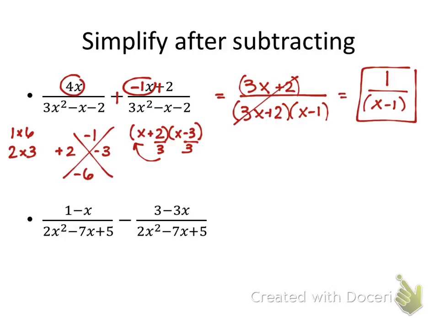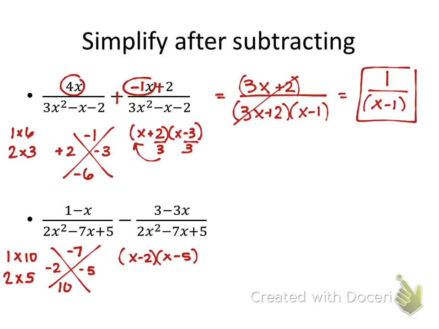So let's do the same thing for the next one. Oh, I see common denominators on the bottom, but it's definitely going to be a problem that needs to be factored. So -7 and 10, 1 times 10, 2 times 5. Which ones add to give me -7? -2, -5. So then I have x minus 2, x minus 5. And I'm going to go bottoms up, divide. So the first one is going to simplify to x minus 1, and the second one goes bottoms up and 2x minus 5.